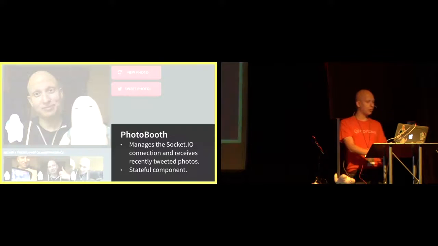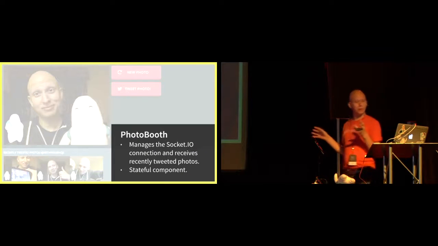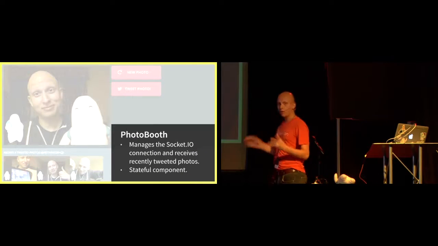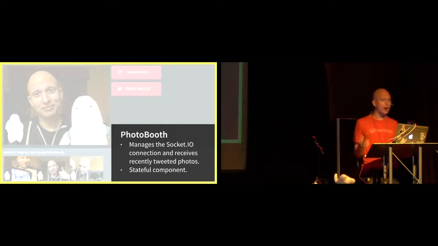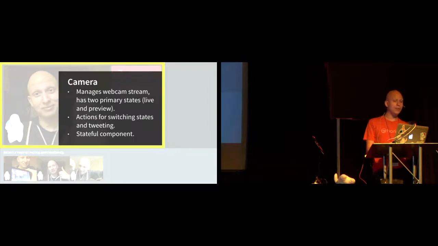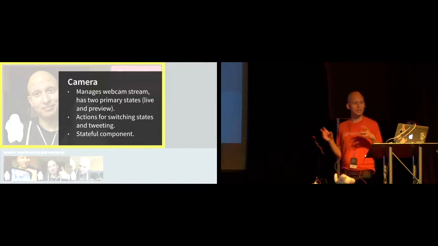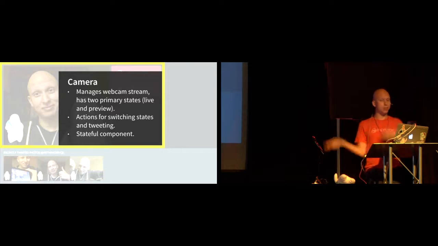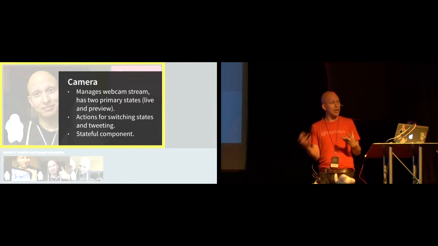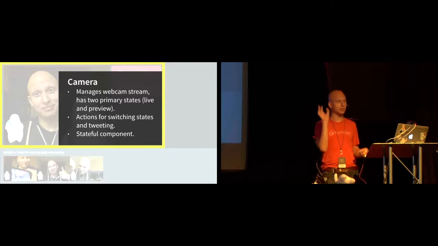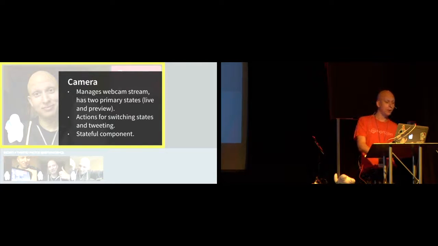So in our example, this photo booth app, there are a couple of components. We have the main photo booth component. It manages a socket.io connection for real-time updates, and it's a stateful component, so it's keeping track of that connection. We have the camera, which is a component that basically manages the webcam stream. It has two primary states, live and preview mode. Those are the two states that we're switching between, and it has actions for switching states and then actually doing some tweeting. So it's also a stateful component.